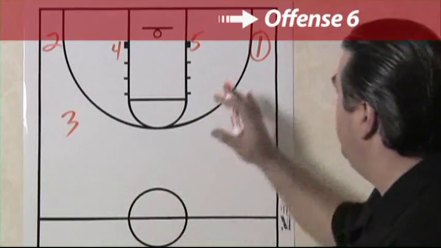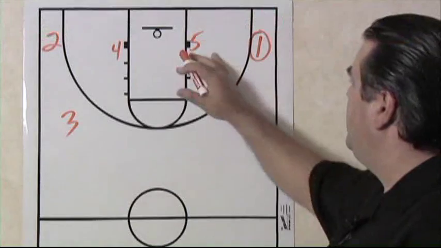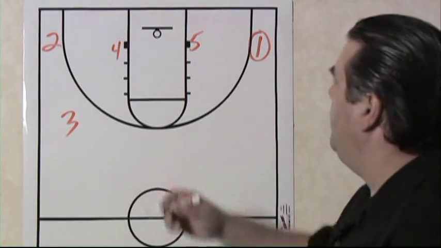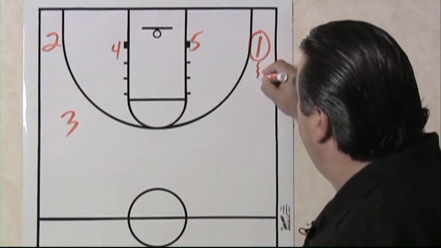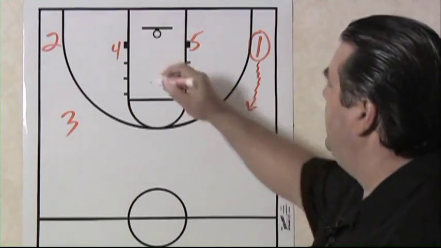To continue the offense, we're going to assume now that 1 did not have the open shot or was unable to get the ball into the high post. If he does not, he will dribble the ball up to the free throw line extended.